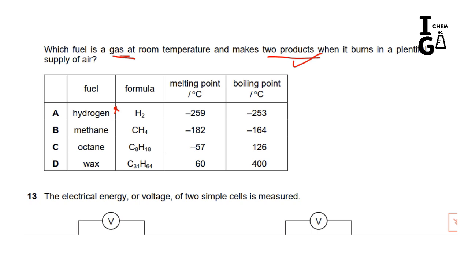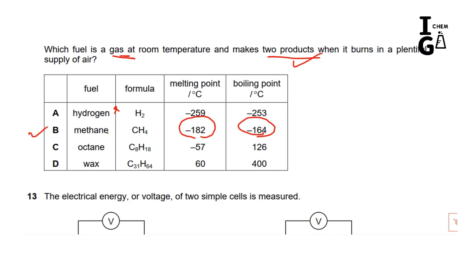Now let's check which one is a gas at room temperature. So how can we do this, guys? We need to check here the temperatures. If you check here for methane, the melting point is negative, and also the boiling point is negative. It means methane should be a gas because the melting point and boiling point are both negative. Okay, so methane is the correct answer.